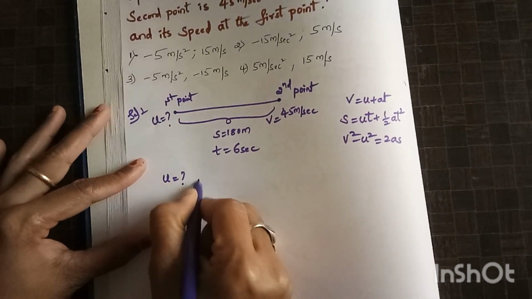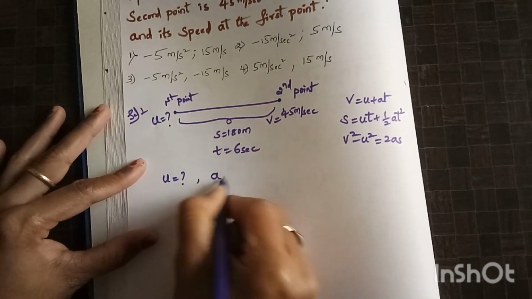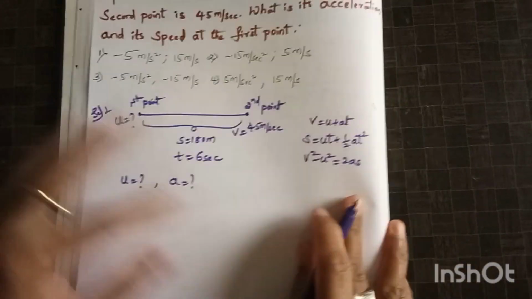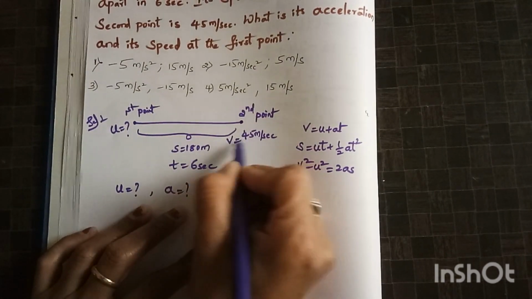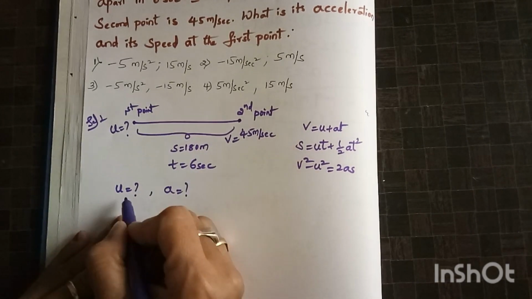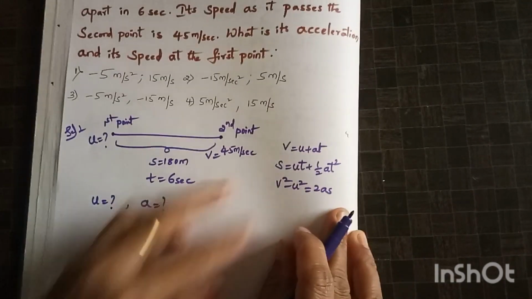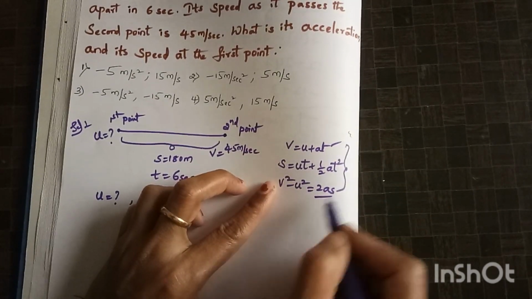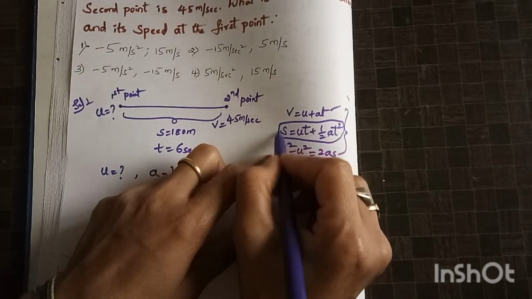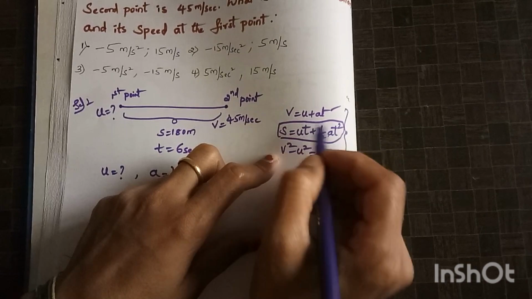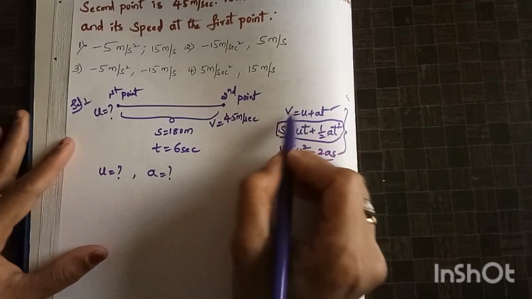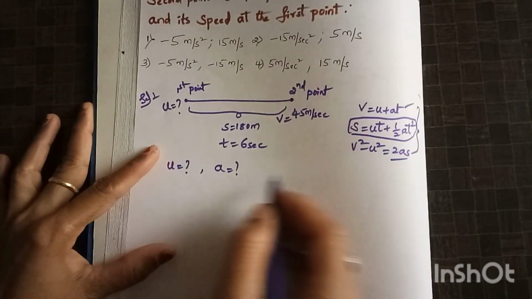Now we are going to calculate u and a. What they have given is v, s and t. By using these terms we are going to find u and a. Using any of these three equations you can solve for u and a. So I am considering the first equation.